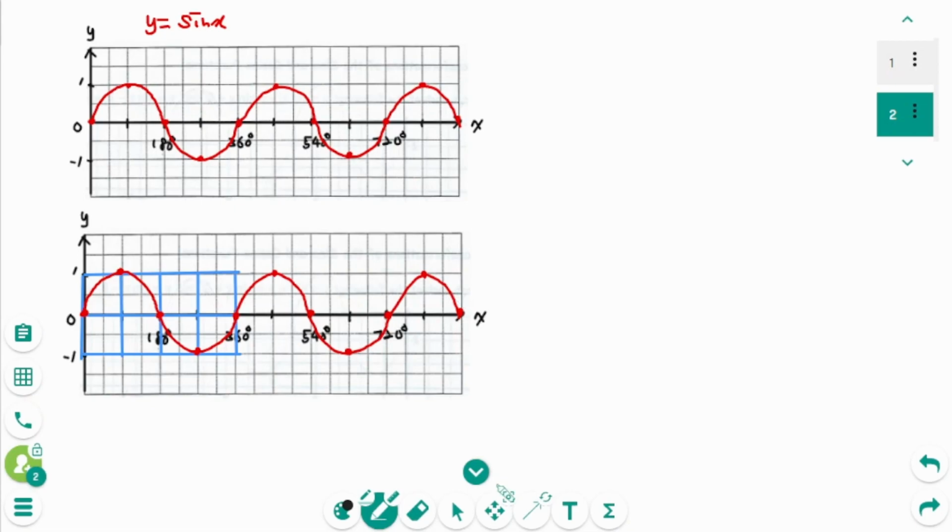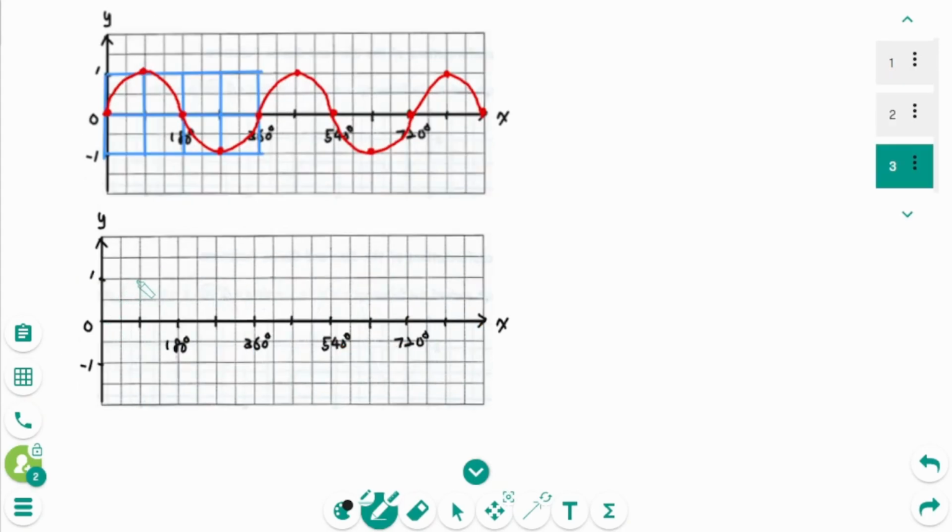Practice in this way, and after that, try to draw the graph continuously without plotting points until 90 degrees, then 180 degrees, then 270 degrees, 360 degrees. Keep going. Minus 1, 0, then 1, 0. How is it? Easier than the first, right?